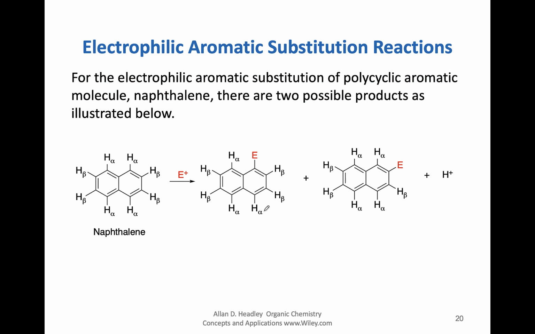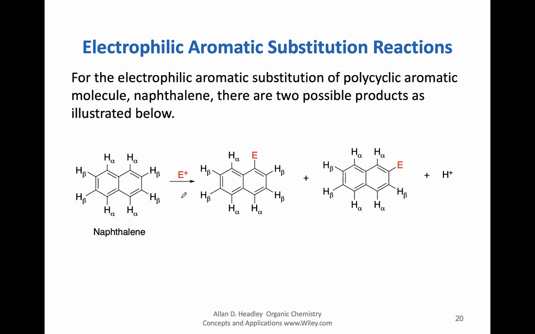Lastly, let us look at naphthalene. So here is naphthalene, a polycyclic aromatic compound. It's aromatic because it has 10 electrons. So you may recall the test for the characteristic of aromaticity has been proven for this molecule, so therefore it's aromatic. So it will undergo an electrophilic aromatic substitution reaction.